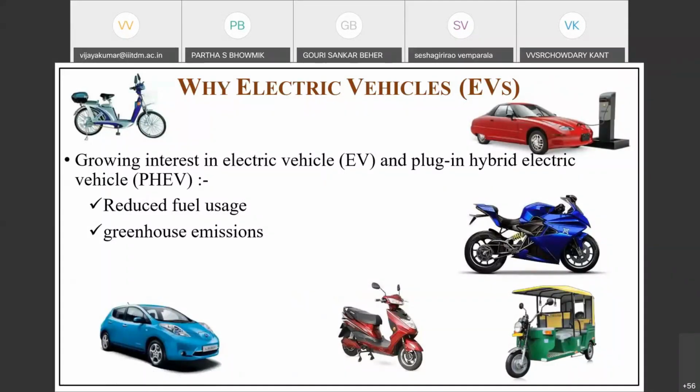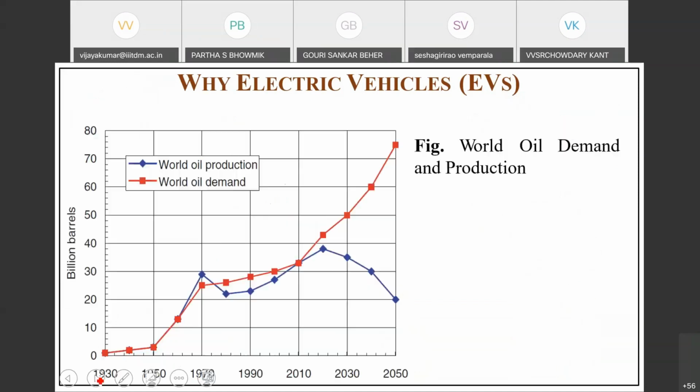Okay, another question is why we need EVs. It's an obvious thing. When you are going for an electric vehicle, the main thing is you are able to reduce fossil fuel usage. That's a great reason why we are moving to electric vehicles. Another thing is to reduce carbon emissions, or you can say greenhouse emissions, to the environment. These two are the major points you have to consider for moving to electric vehicles.